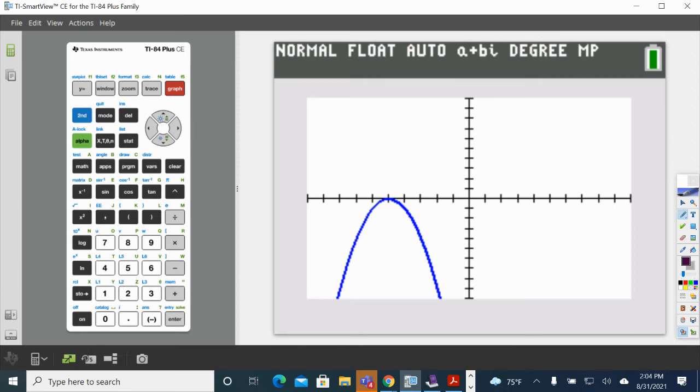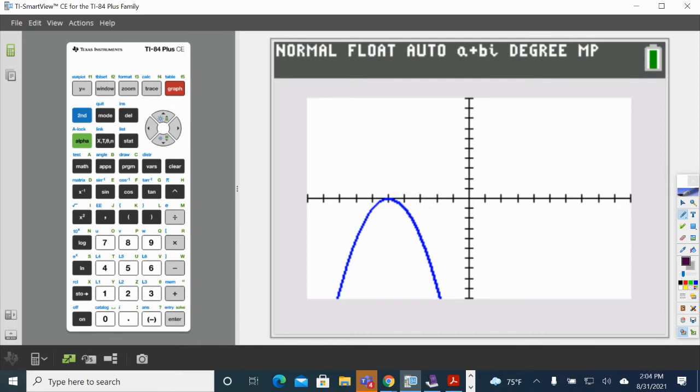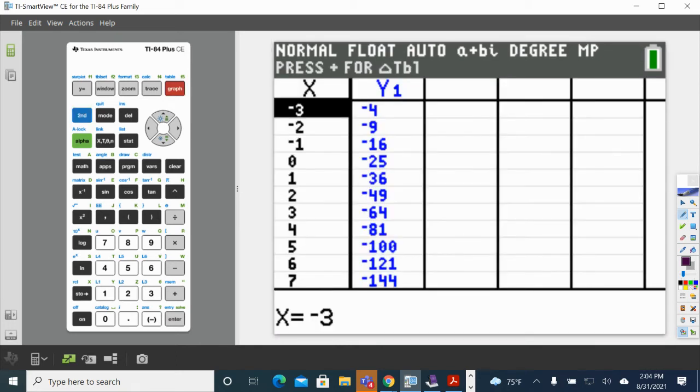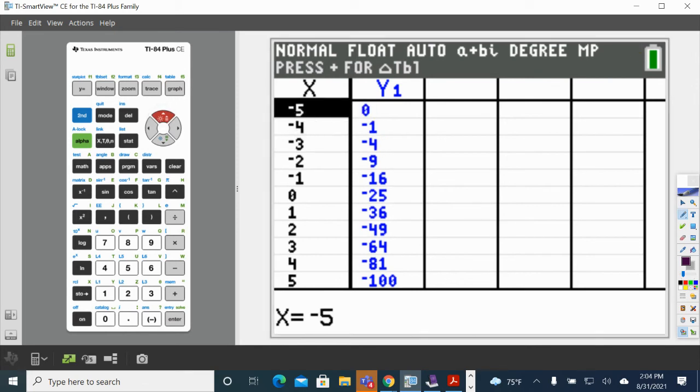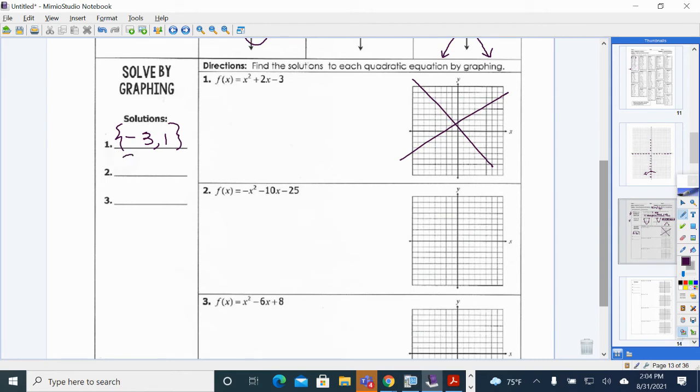So where does it hit? Looks like at -5. Again, I'm going to confirm by looking at my table, scrolling up to where x is -5, y is 0. So for sure, my answer is just -5.